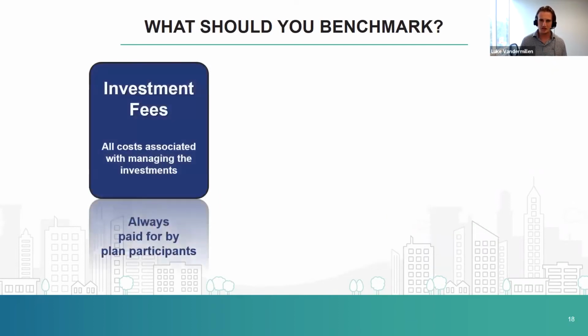So what should you be benchmarking, right? Investment fees. This is probably the most commonly benchmarked piece of a retirement plan. Anytime an advisor is running investment due diligence, there's a pretty good chance that the fees of those investments are going to be brought up. So quarterly, semi-annual, or annual investment reviews will typically at least touch on investment fees.